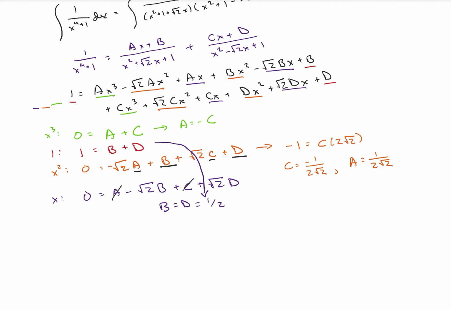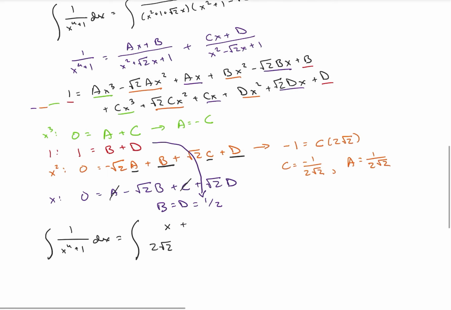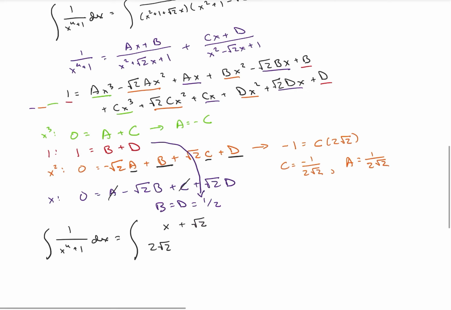So now I can rewrite my whole integral. Remember, I started with the integral of 1 over x to the 4th plus 1 dx. This is going to be equal to a, 1 over 2 root 2. I'm going to bring that 2 root 2 to the denominator, and that 1 is times x plus 1/2. But I already brought out the 2 root 2, so that's going to be plus square root of 2, because square root of 2 over 2 root 2 is 1/2. And that's all multiplied by x squared plus root 2x plus 1.